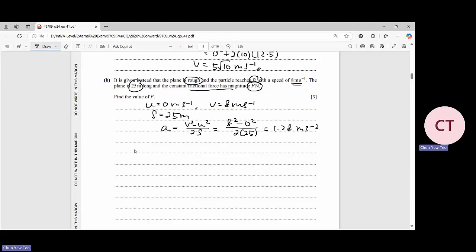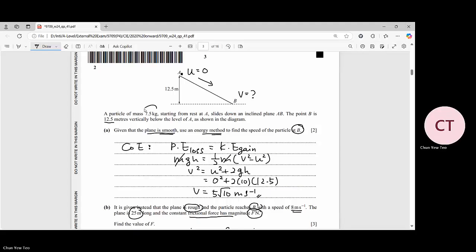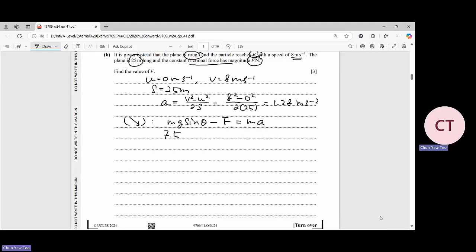Okay, now if you resolve the forces parallel to the plane, then you will get mg sine theta minus F equals ma. Okay, so your m is 7.5. The mass is 7.5 kg.